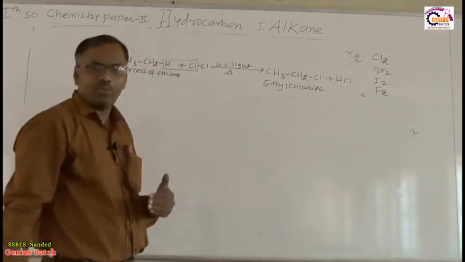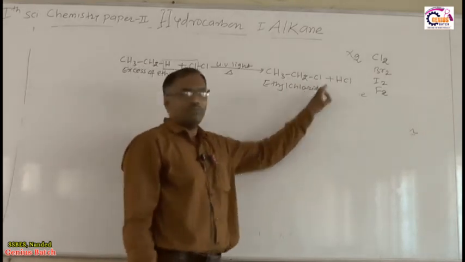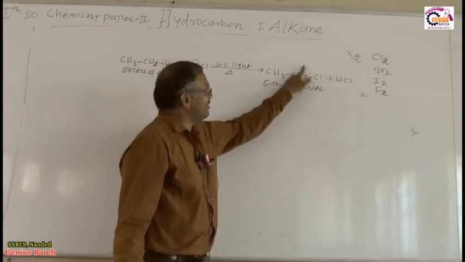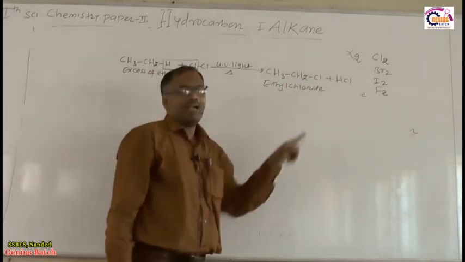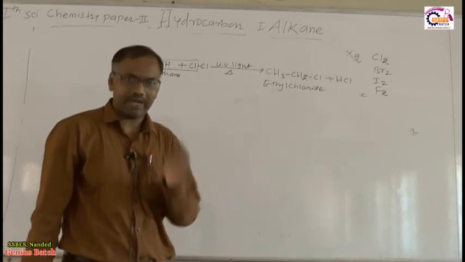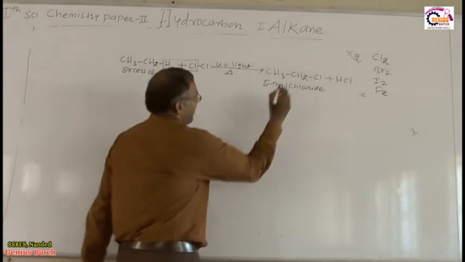So what is the rule for the common name system? First write the name of the alkyl group and then put the word halide. The name of the alkyl group here is ethyl. The word halide is chloride. Bromine is bromide, iodine is iodide, fluorine is fluoride. So this is called ethyl chloride, the common name.